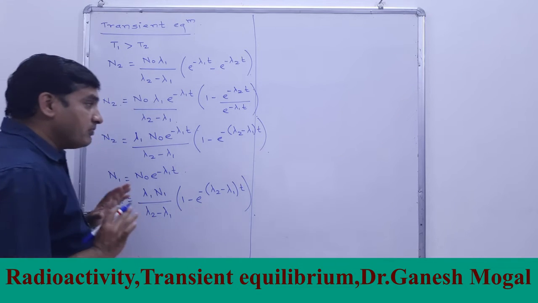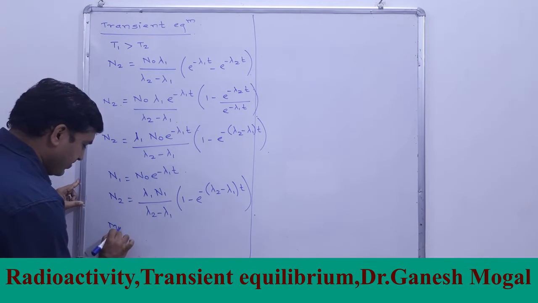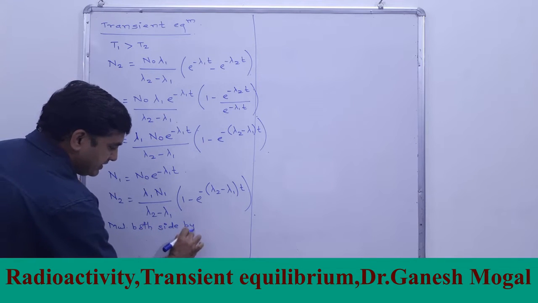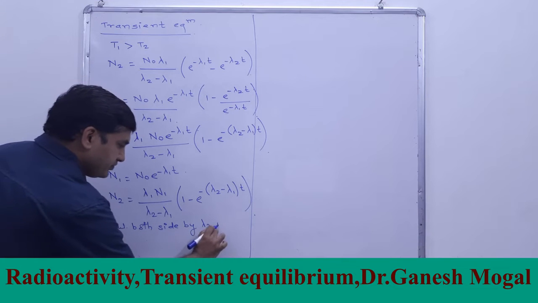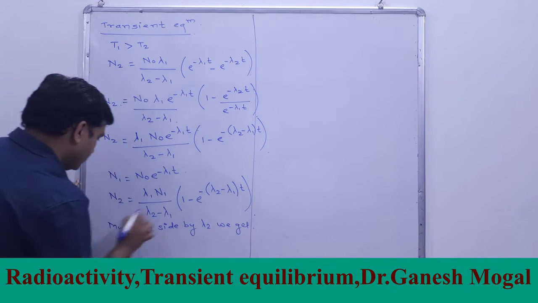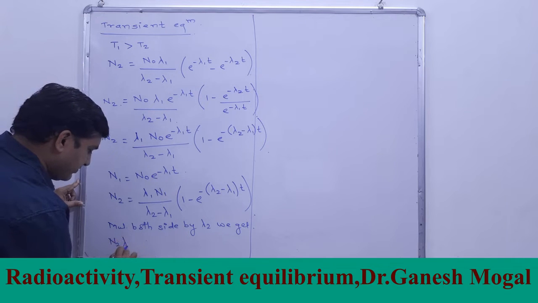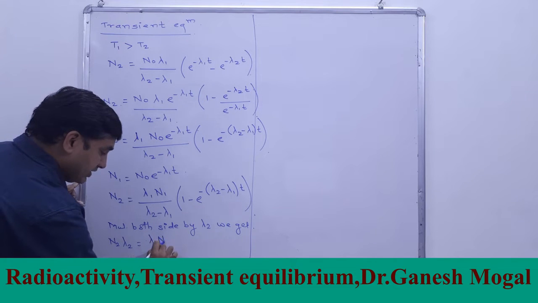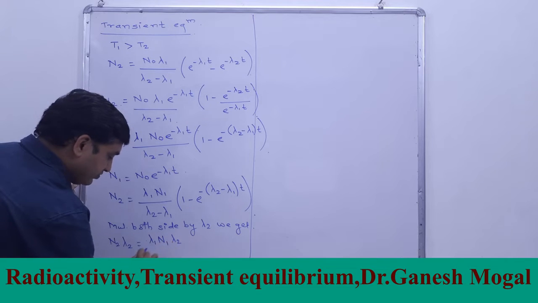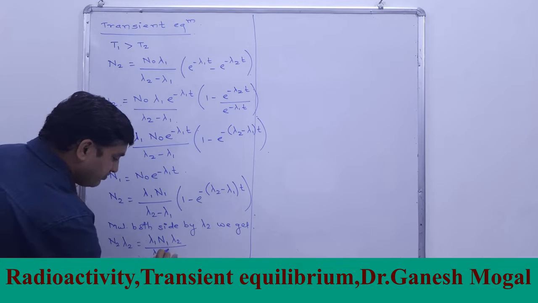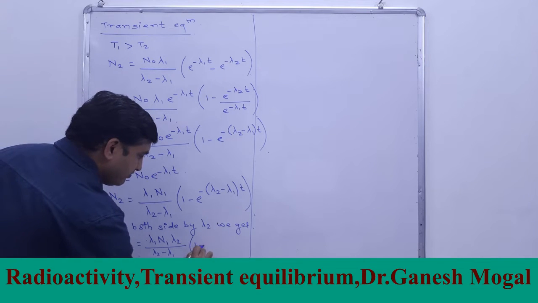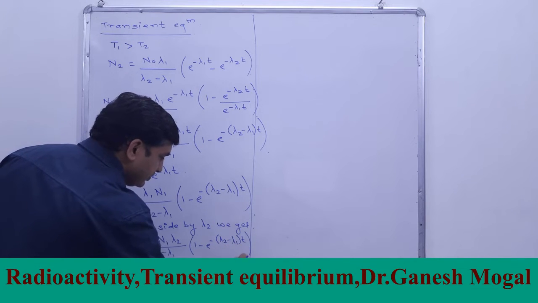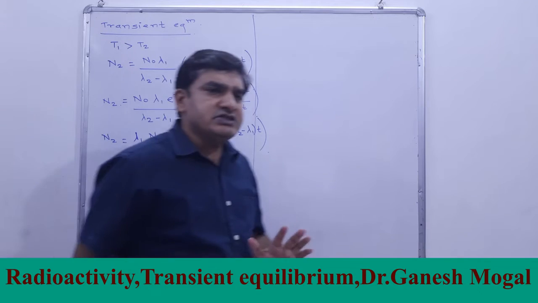Now multiplying both sides by lambda 2, we get N2 into lambda 2 equal to lambda 1 N1 into lambda 2 divided by lambda 2 minus lambda 1, in bracket 1 minus e raised to minus (lambda 2 minus lambda 1) into t.